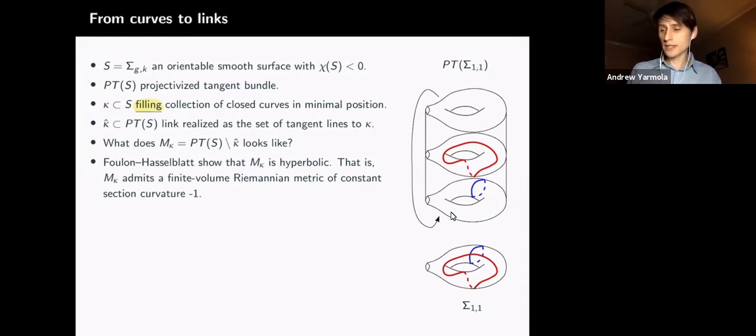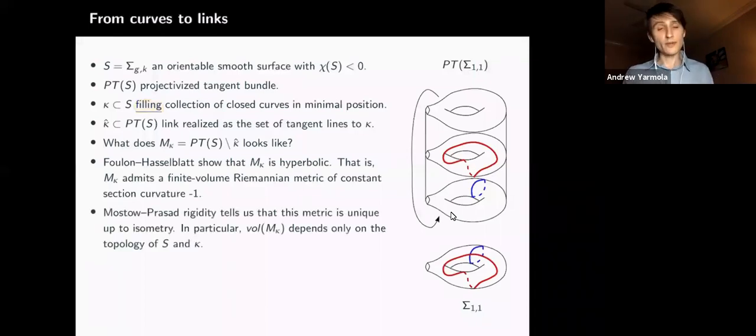And if you don't remember what it means to be hyperbolic, for this talk really all that matters is that this smooth manifold admits a finite volume metric of constant sectional curvature -1. The finite volume is also important because now we have a volume. And a wonderful result called the Mostow-Prasad rigidity theorem tells us that this volume is actually an invariant in the sense that this metric is unique up to isometry. There's no deformation space of metrics on M sub kappa.